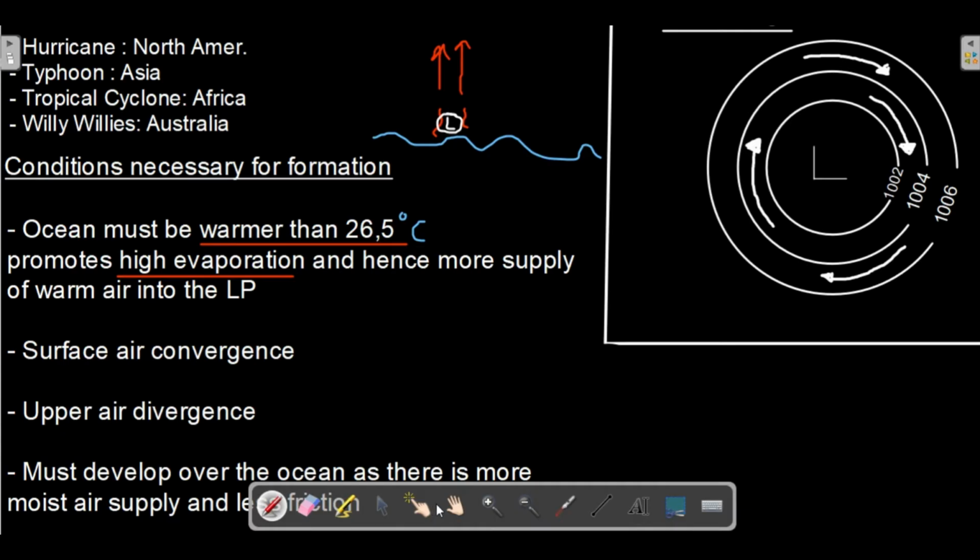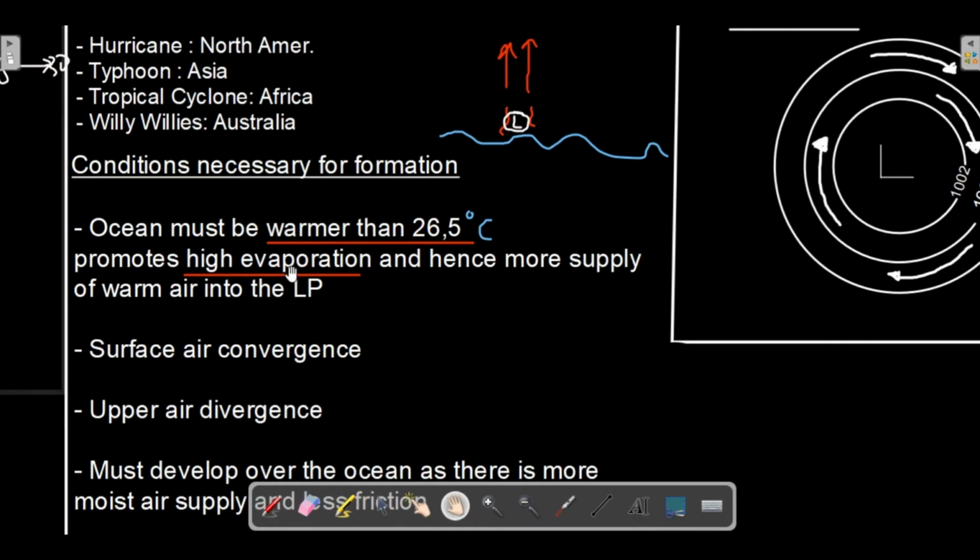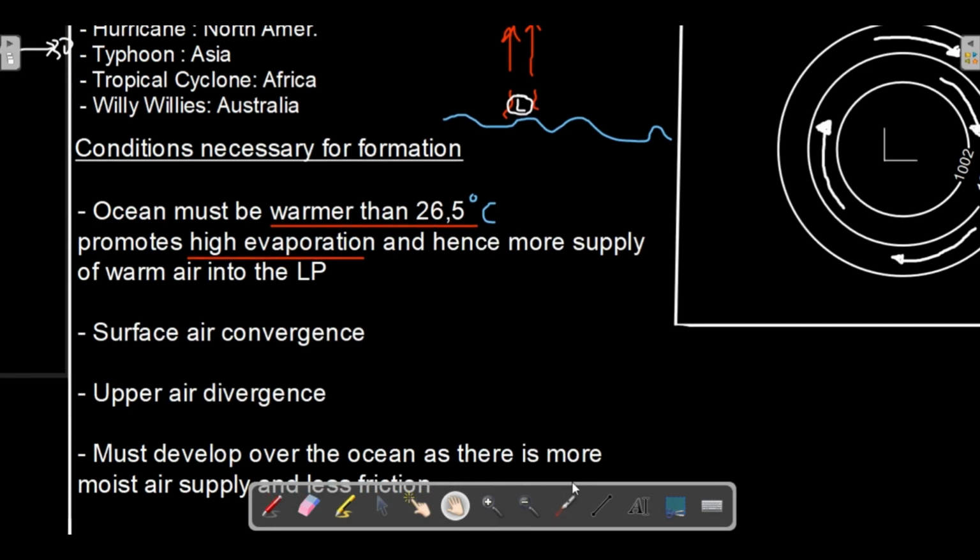So this is the first thing that must happen. You must have a warm ocean, warmer than 26.5 degrees Celsius, because it supplies warm, moist air and eventually forms an area of low pressure. That's what we need.